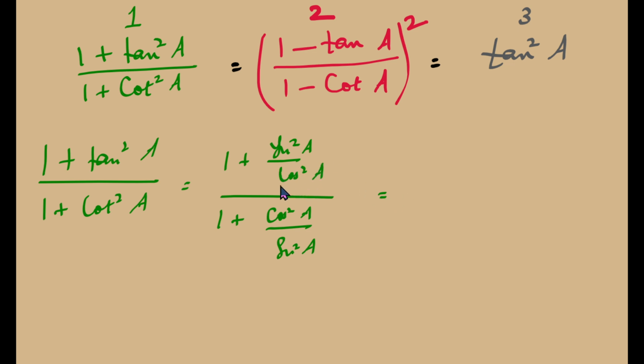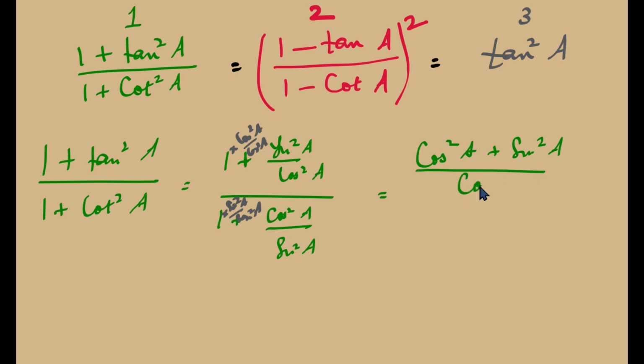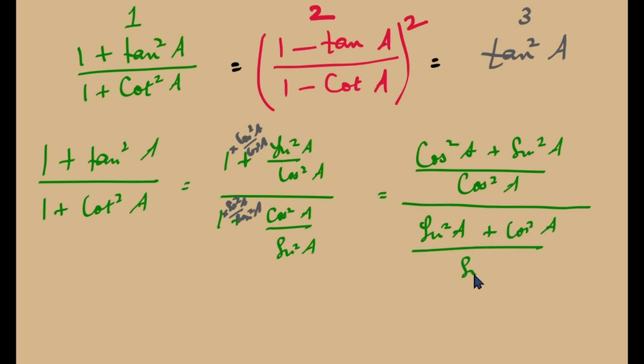Now look at the numerator of this term. 1 cannot be added to sin squared a by cos squared a because the denominators are not common. So let's make the denominators common by multiplying 1 by cos squared a by cos squared a. We are not changing the value 1 because we are multiplying both numerator and denominator by the same term. And similarly here, sin squared a by sin squared a. So this now will be equal to cos squared a plus sin squared a upon cos squared a, and the denominator on addition would be equal to sin squared a plus cos squared a by sin squared a.